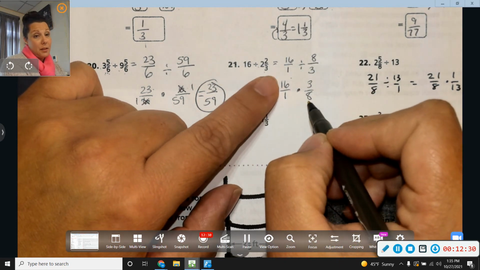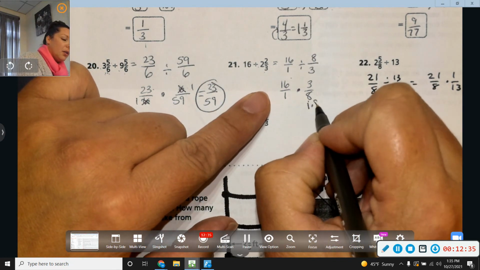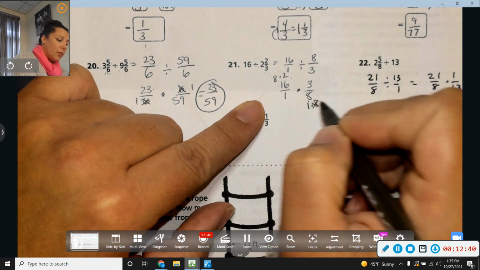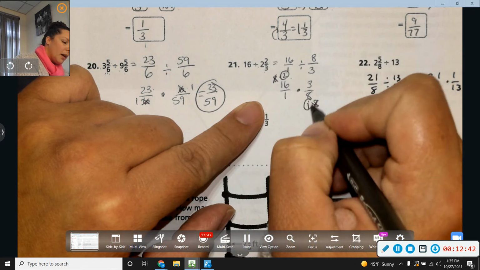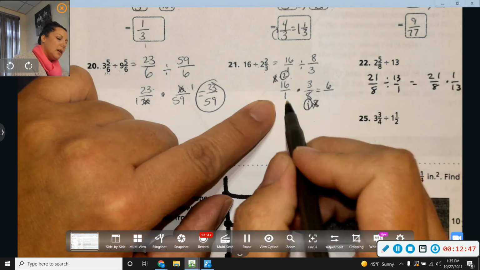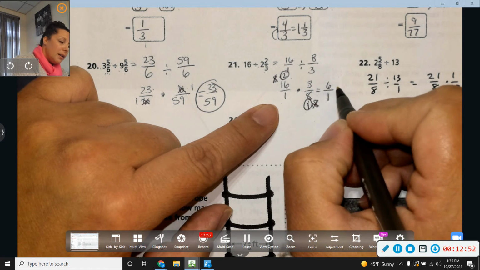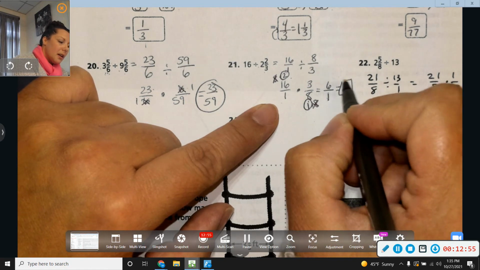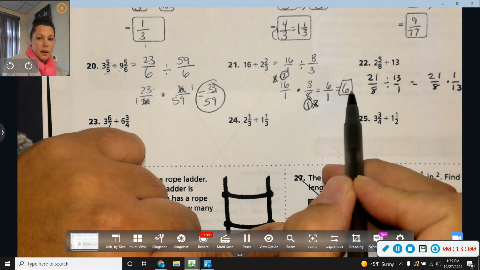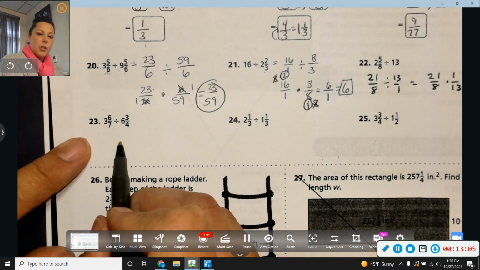I can reduce 8 and 16. I can divide an 8 out. I know 8 is 1 times 8, and 16 is 8 times 2. I get rid of my 8s. I keep my other number. So I have 2 times 3 is 6. 1 times 1 is 1. 6 over 1 is the same as 6. You must start recognizing that this equals this. Okay? 22 is already done for us, so we're going to jump down to 23.